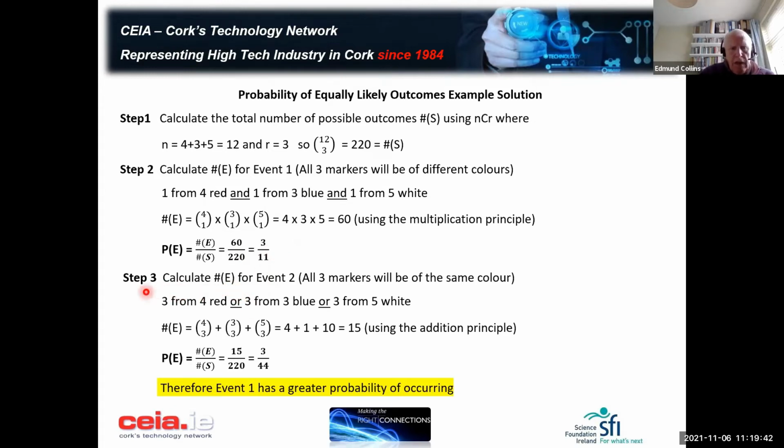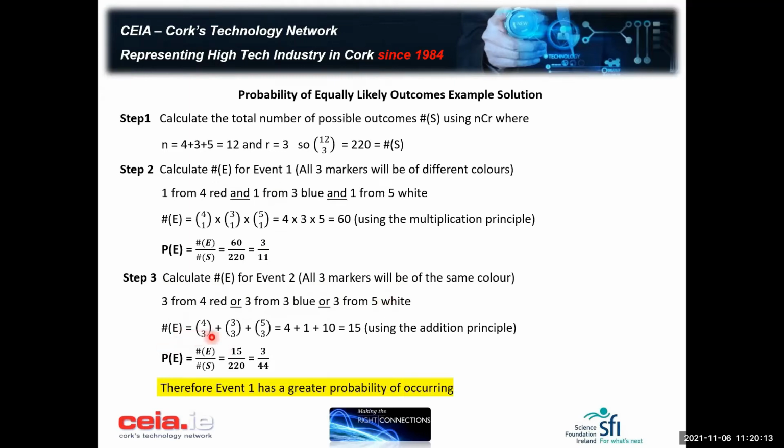In the next step here, we're looking at all 3 markers being of the same color. Quite similar here, but we're saying we're going to have 3 from the 4 red, or, it's important writing it out, or 3 from the 3 blue, or 3 from the 5 white.